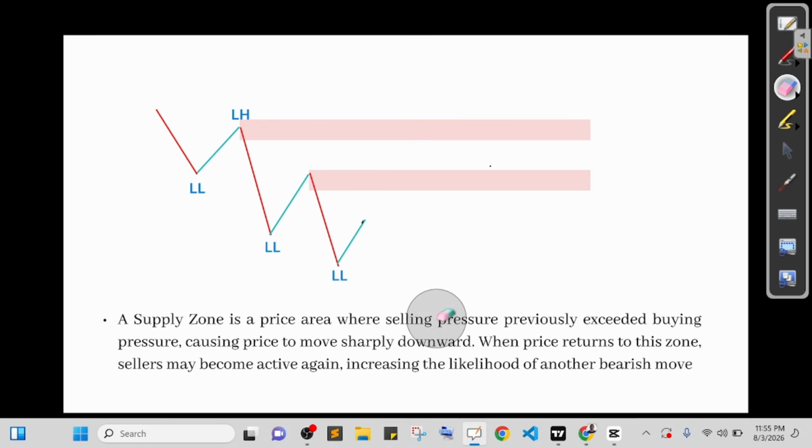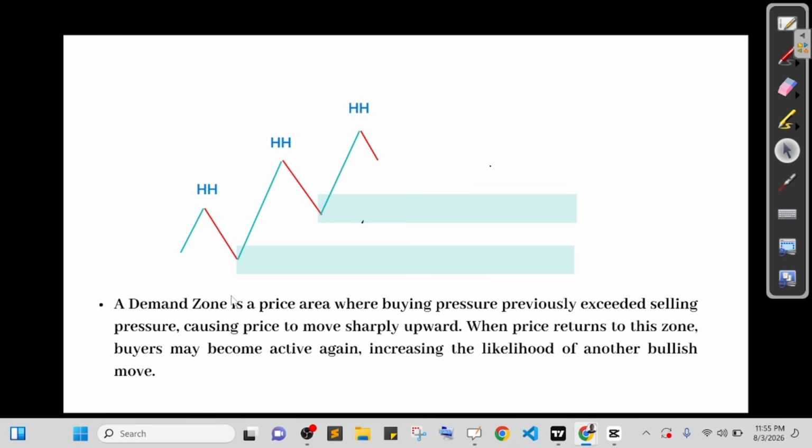Now let's proceed. Demand zone. Demand zone is the price area where buying pressure previously exceeded selling pressure, causing price to move sharply upward. When price returns to this zone, buyers may become active again, increasing the likelihood of another bullish move. It's not hard to comprehend. The price will come to this level, then push up, because buyers are in control.